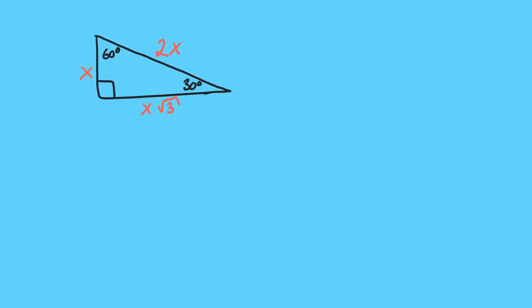Now, if this is true, we can use the Pythagorean theorem. A squared plus b squared is equal to c squared, where a and b are the two shorter sides and c is the longest side. So I'll use the Pythagorean theorem. X squared, that's my smallest side squared, plus b squared, so this entire quantity, x times the square root of 3, is being squared, is equal to the largest side squared. Well, that's 2x, and the entire thing is squared.